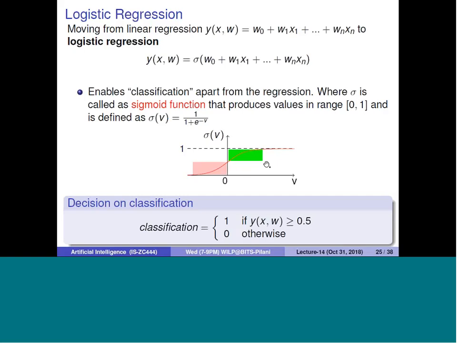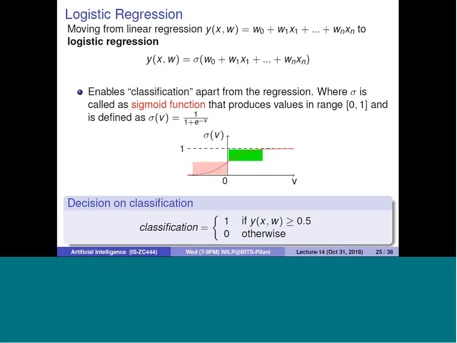So when you have this kind of function, if the probability is greater than 0.5, meaning if you put in a value and get a result greater than 0.5, you say that it is positive. Less than 0.5, you say it is negative. So this is one way to go ahead with the classification. All right.